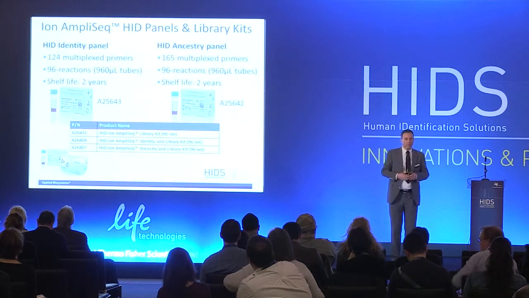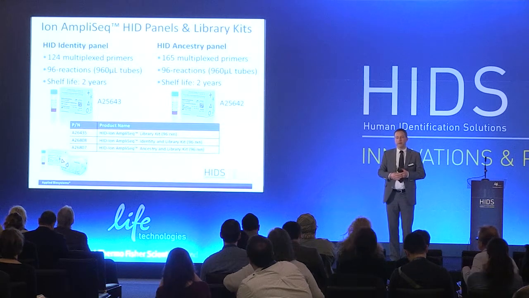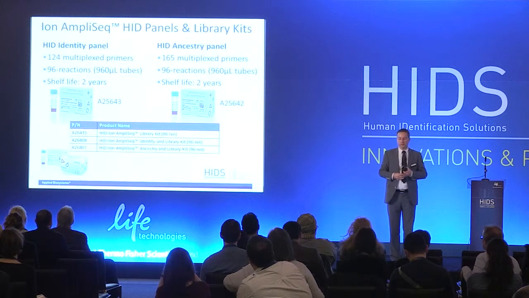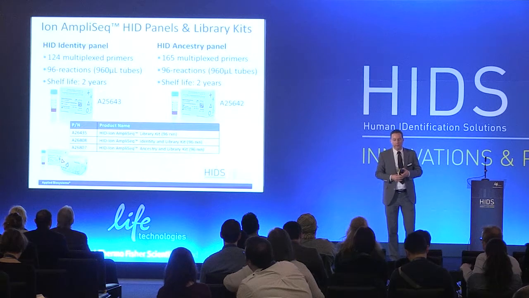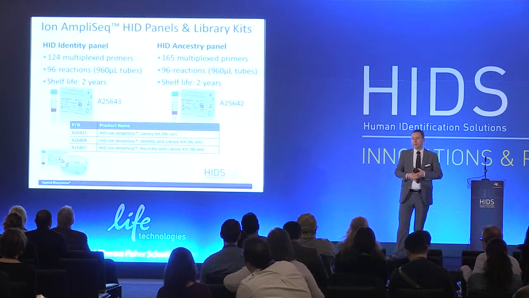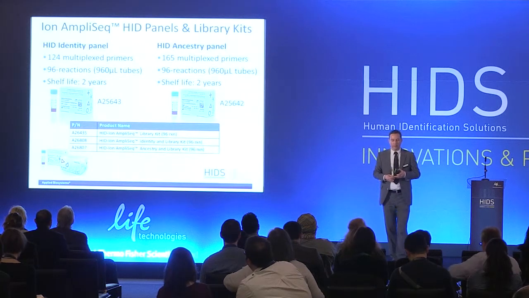We have seen some data from testing these panels, the identity and the ancestry panel. These are ready to order kits with 96 reactions, and we also have specific library kits for them. If you want to try them out, they are already available.